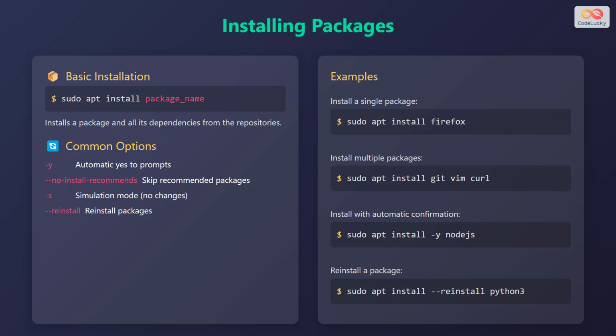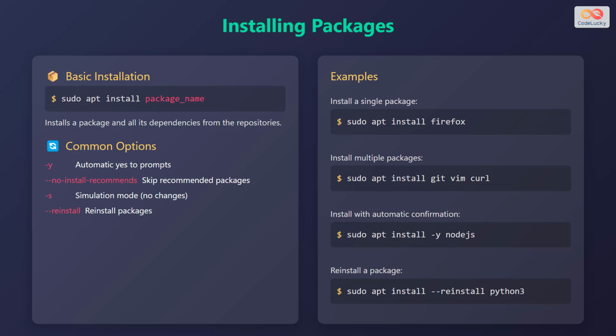There are also some common options that can be very helpful. For example, the -y option automatically says yes to prompts, streamlining the installation process. The --no-install-recommends option skips recommended packages, useful for minimal installations. The -s option enables simulation mode, showing you what would be installed without actually making any changes. And the --reinstall option reinstalls a package, which can be helpful for troubleshooting.